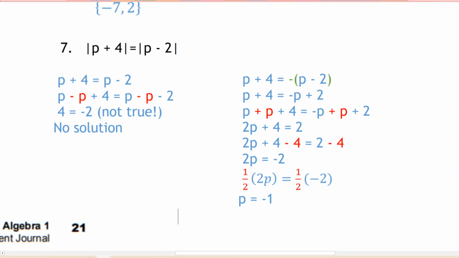Now, this goes to show that even though we got no solution on one part of our problem solving, we still actually have a solution because of the second half of the equation, where p is equal to negative 1.